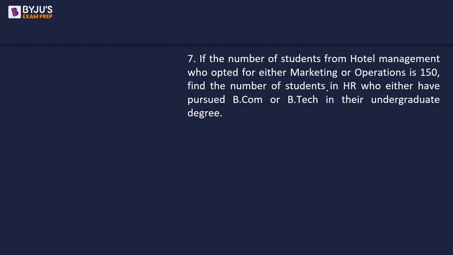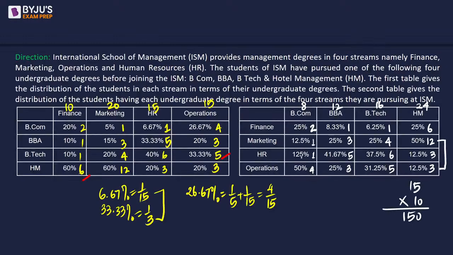So question asked is number of students in HR, BCom or BTech. We have to look at BCom and BTech of HR. So HR BCom is 1 and BTech is 6. So 1 plus 6 is 7. So 7 also 10 times. So we are supposed to have 70 students who have taken HR, BCom and BTech, right? BCom HR, BTech HR. So 1 plus 6, that is going to be 7. And it should be 10 times, right?